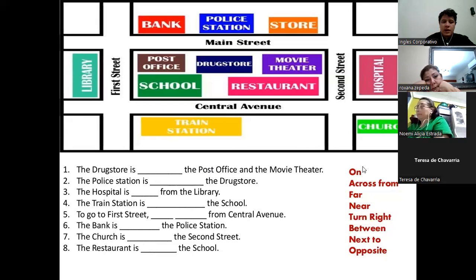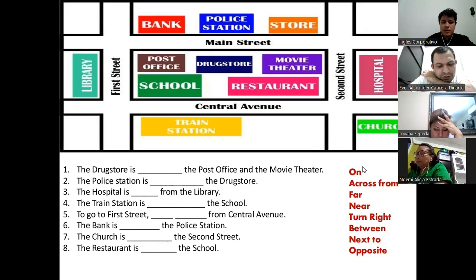Okay. Now let's see. Five, Alvaro, Ever, and Janira. Number five. To go to First Street, to the right from Central Avenue. Which one? What preposition? Turn right. Turn right, okay. To go to First Street, turn right. Okay. Yeah, to Central Avenue, okay.